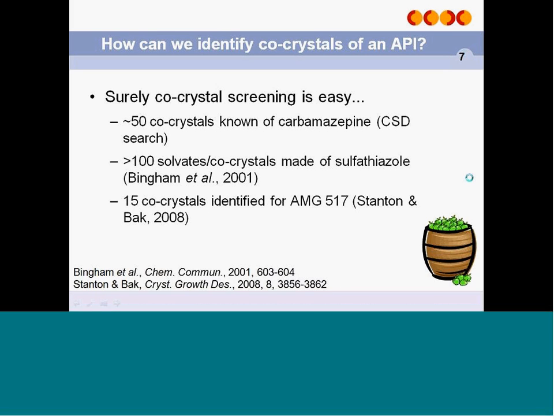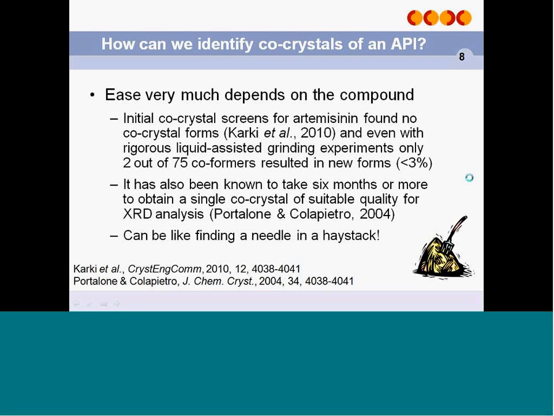So how do we find or identify a co-crystal of an active ingredient? Well, surely experimental co-crystal screening is easy and simple. There are a lot of papers looking at co-crystallization. A couple of well-known examples are carbamazepine and sulfathiazole, and there are 50 published co-crystals of carbamazepine, and over 100 solvates or co-crystals are reported to have been made for sulfathiazole. Even for a larger active ingredient, more complicated chemistry like AMG 517, some studies published on this recently suggest that there's at least 15 co-crystals of that. So if that's the case, then what's the problem? Well, these very much depend on the compound you're looking at.